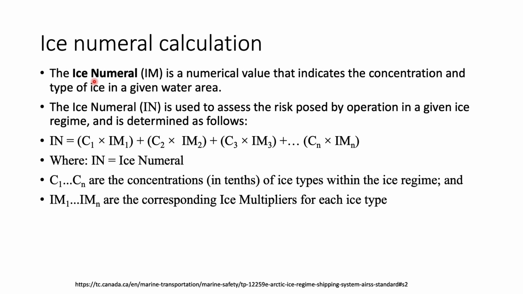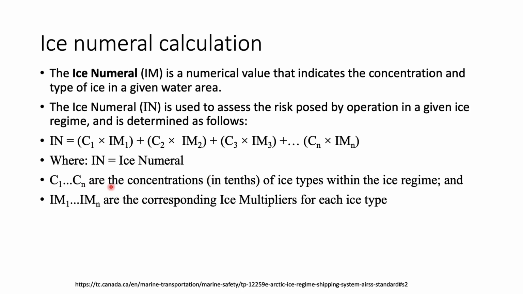So how do we calculate the ice numeral? The ice numeral is a numerical value that indicates the concentration and the type of ice in a given water area. So the ice numeral is basically used to assess the risk posed by operation in a given ice regime and is determined as follows. In, that is ice numeral, is equal to C1 into IM1, and so on.